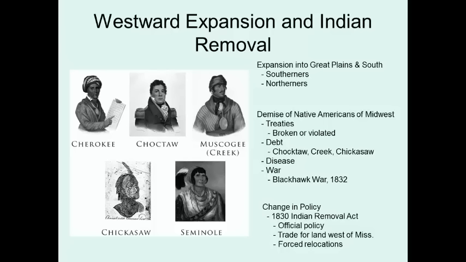An additional problem for Midwest Native Americans was debt. By this point, their traditional way of life has largely been destroyed. And so, in order to provide for their tribes, to get food, medicine, and clothing, oftentimes these tribes would fall into debt, and they would be forced to sell their land to speculators. We see this happen to the Choctaw, the Creek, and the Chickasaw. They fall into debt, lose their land, and get shoved west.